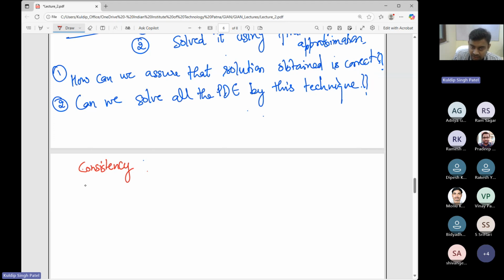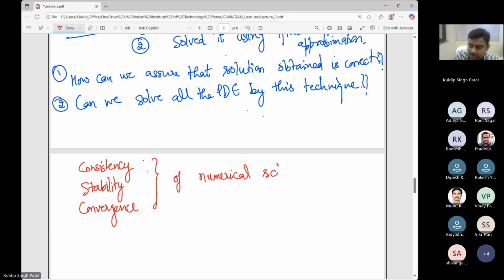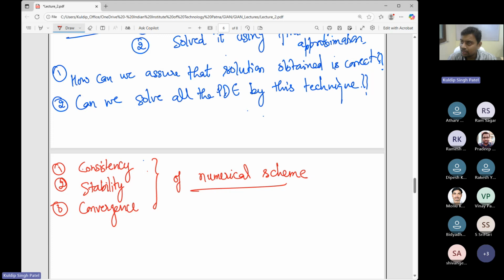One is called consistency, then stability, and convergence of a numerical scheme. So what is a numerical scheme? The discrete version which you have written is called the numerical scheme. And you want to check whether this numerical scheme is consistent, stable, and convergent. In a very layman way, if these three properties are satisfied, we are sure that the solution we obtain is accurate, no need to worry.